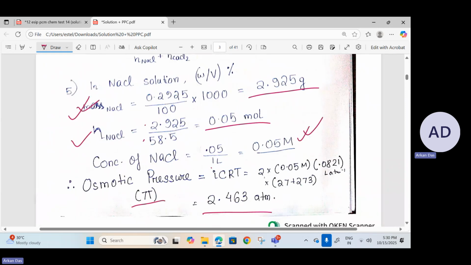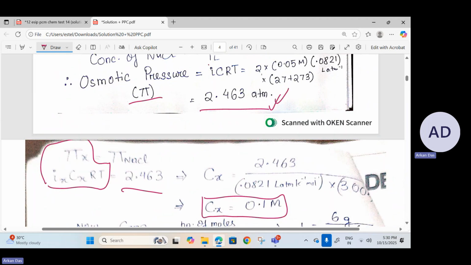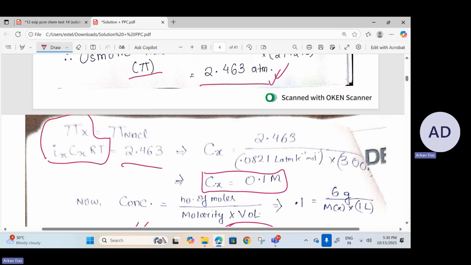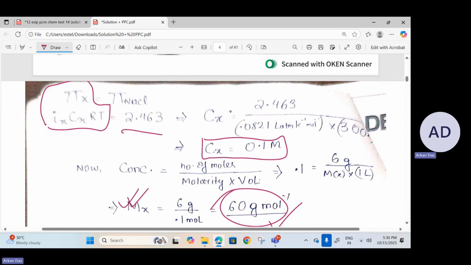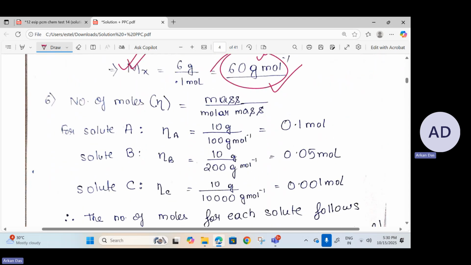I repeat the whole process. First of all, we are going to find out the osmotic pressure of NaCl. After that, I will make it equal to X because X has already been told to be the same. Then easily we can find out the concentration of X. And once you know the concentration of X, through the formula of volume and molarity, you can easily find the molecular weight, which is going to come as 60 gram per mole. Are we clear with this? I hope we are. Let's go for next.